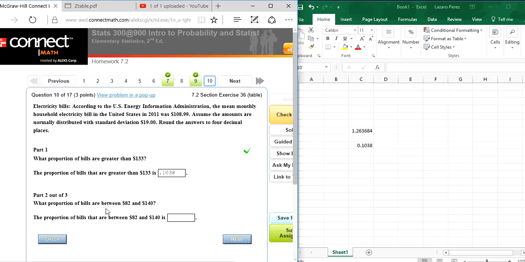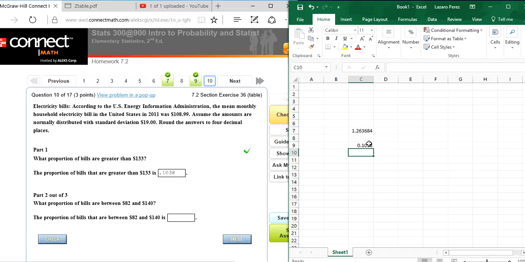Correct. What portion of bills are between $82 and 104? So for this one, we're going to do the same thing. We need to find the z-scores and the area for both of these, and since it's between, we're just going to subtract the smaller one from the larger one. So let's find the z-score for, I'll just put z1. So it's going to be the z-score for the larger one. At the bottom will be the z-score for the smaller one.